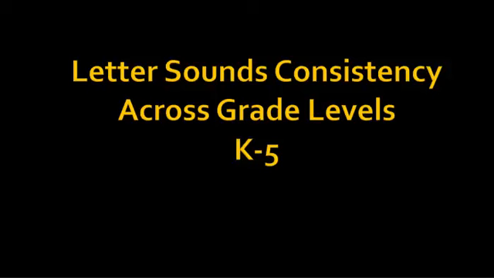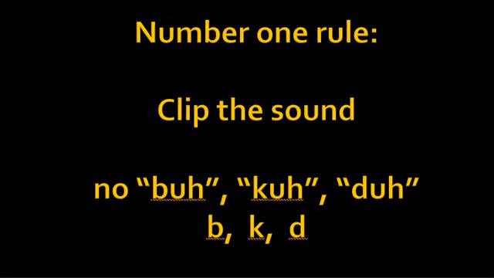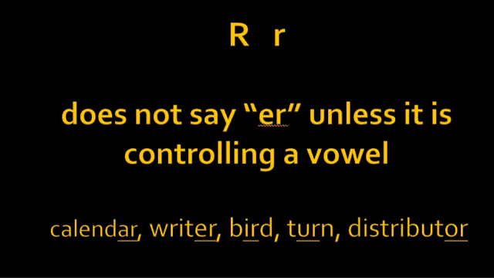To maintain letter sounds consistency across grade levels, please use the following rules. The number 1 rule, clip the sound. No "buh, kuh, duh," but rather "b, k, d." Letter R says "r." Think of the sound you hear at the beginning of red.